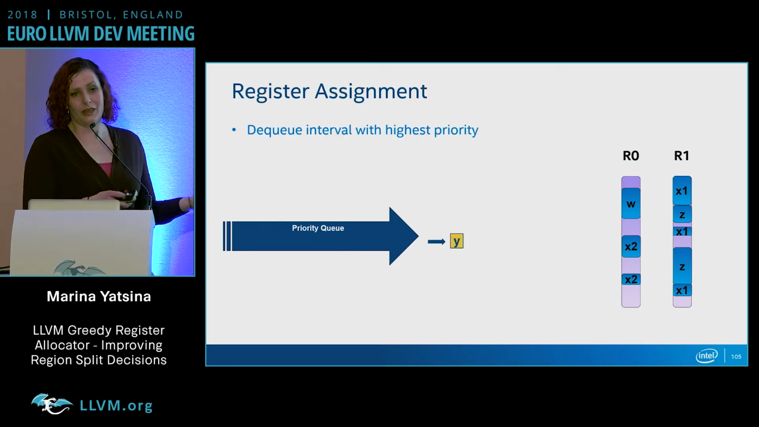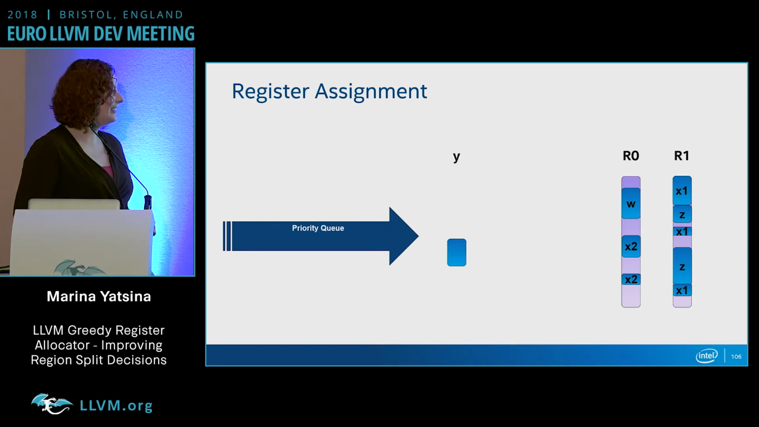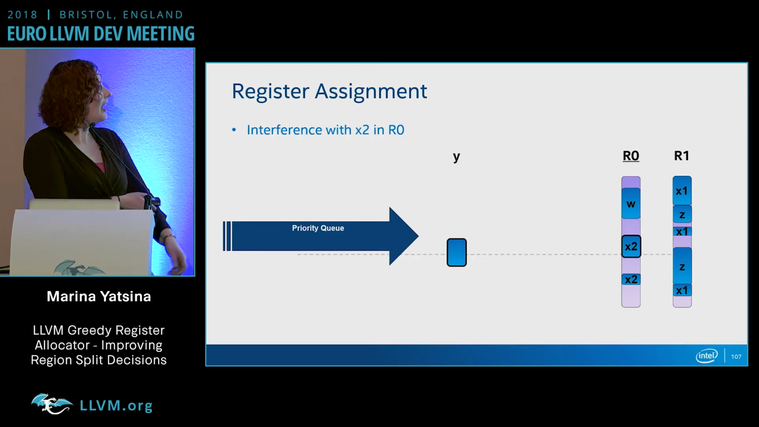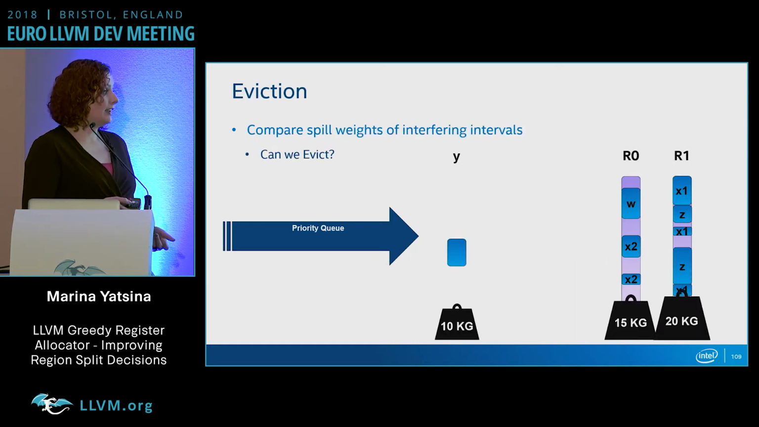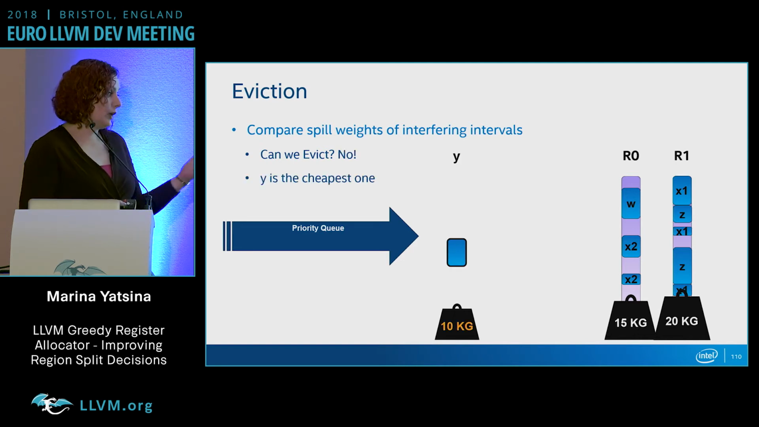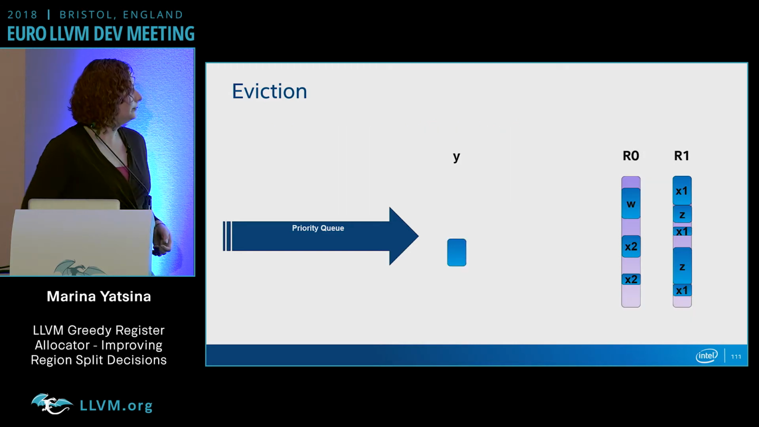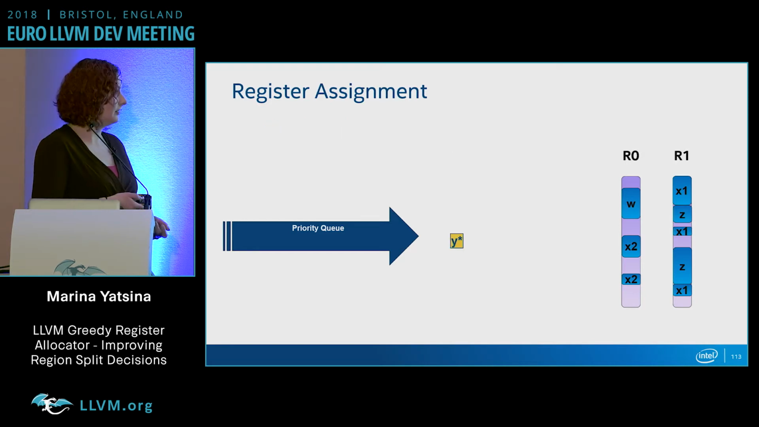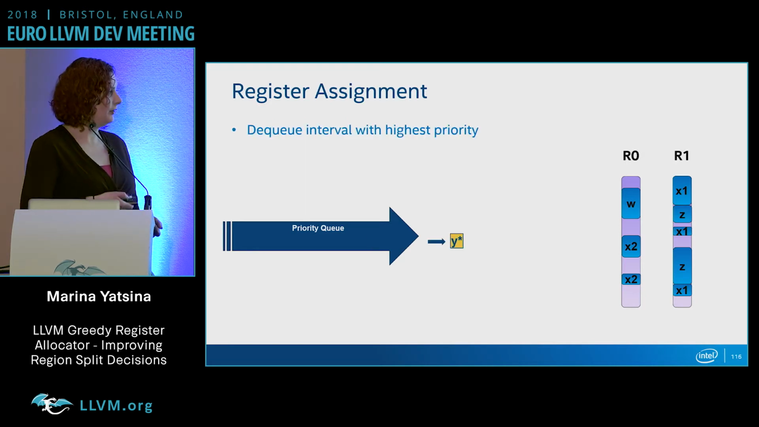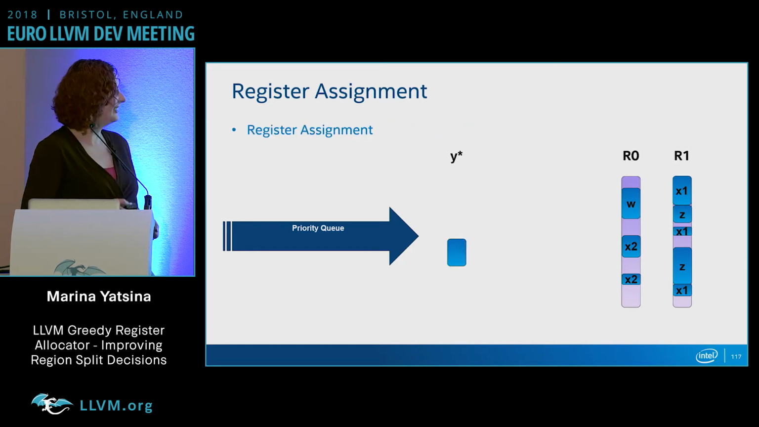Y is the only one in the priority queue, so we're dequeuing it. We're checking for interferences on registers. We see we cannot assign it directly to R0 or to R1. We're asking ourselves, can we evict one of them? No, we cannot, because Y is the cheapest one. The spill weight of Y is the lowest one. So what do we do now? We mark Y to be split and put it back in the queue again.